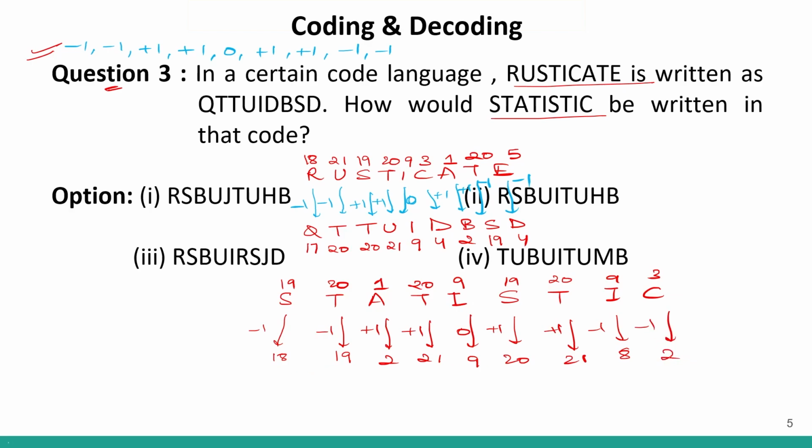Correct? Now let me put the alphabets. 18th forward rank belongs to R, 19 is for S, 2 is for B, correct? 21 is for U, 9 is for I, correct? 20 is for T, 21 is again U, 8 is for H, and 2 is for B. So the code will be RSBUITUHB, and this is given in option number 2. So option number 2 will be the answer to this question.